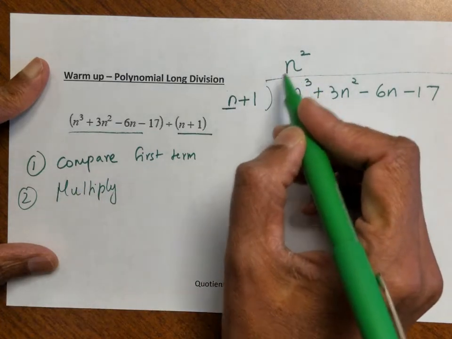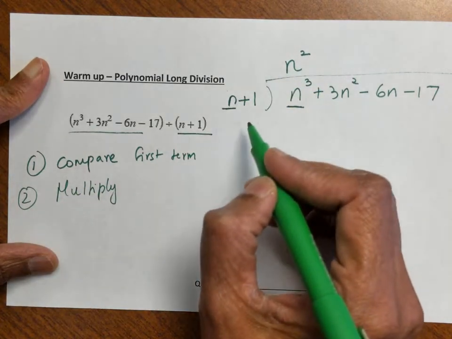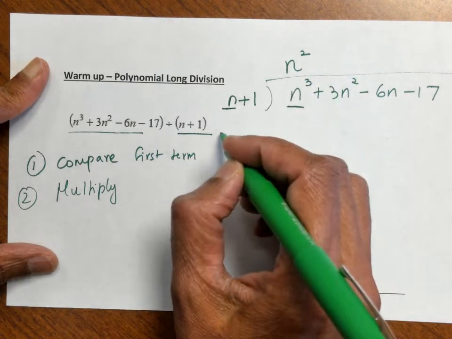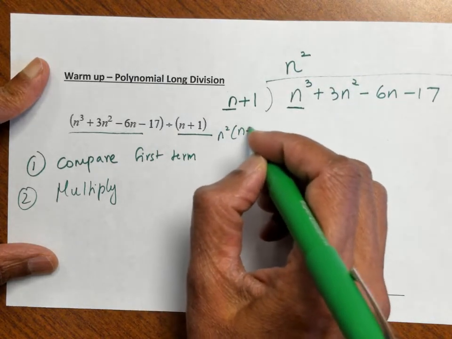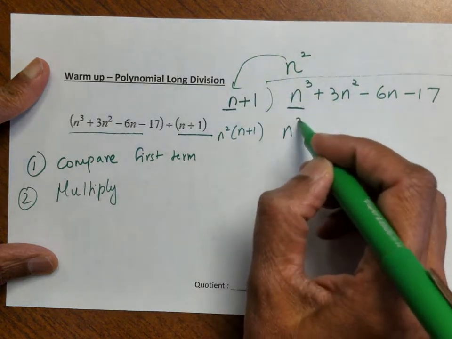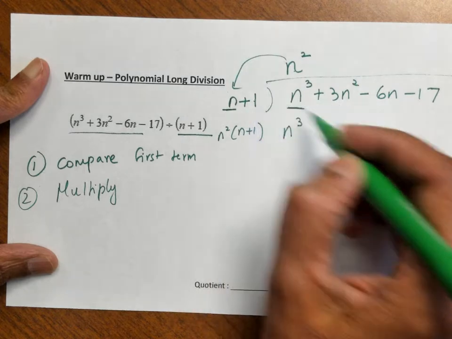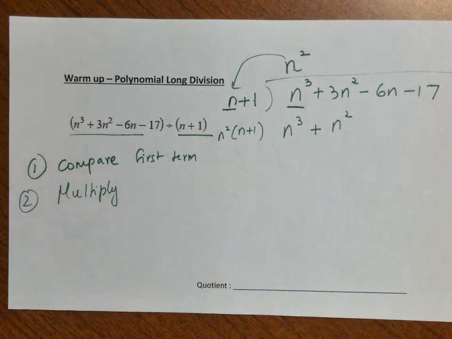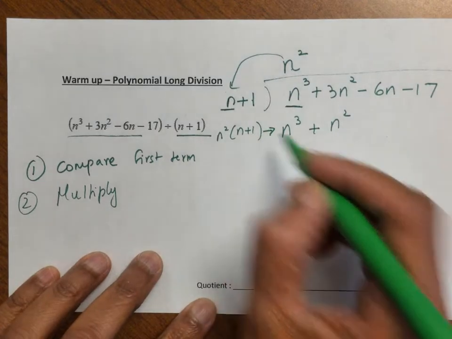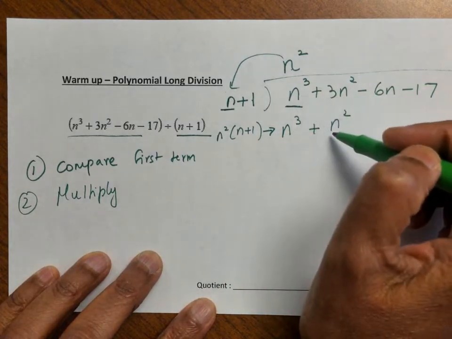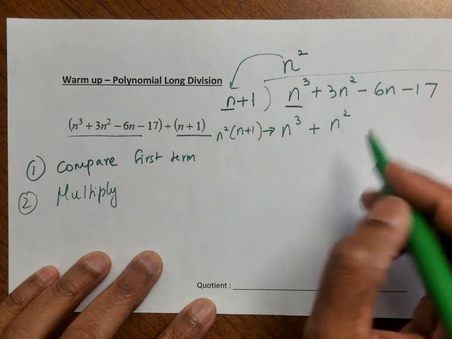So you do n square times, but you multiply to both the terms. You multiply n square to n plus 1. So what do you get here? N square multiplied by n is n cubed. N square times 1 is n square. So you have to make sure that when you multiply and write it down, you want to write the like terms below each other.